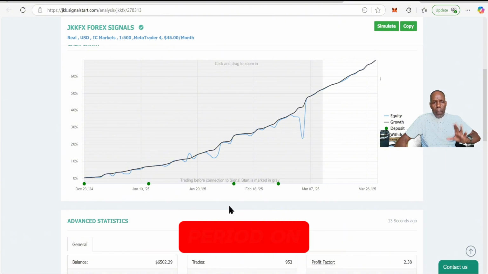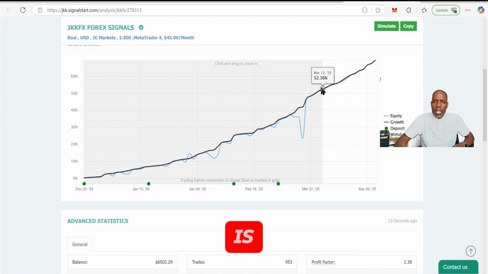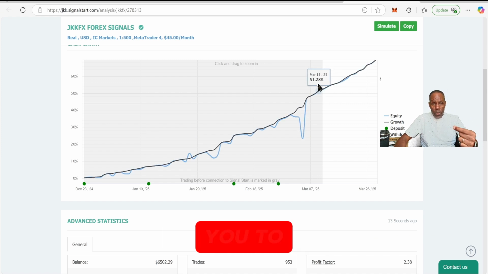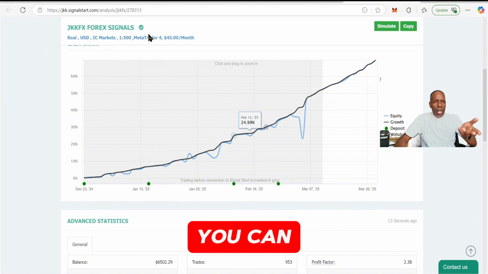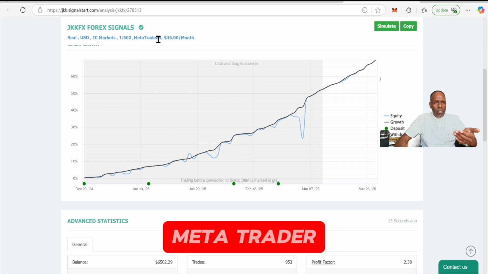And then on this, the gray area basically is the period on which I had not started providing signals. The time I started doing signal provision is the white area from here, which is March 12th, when it was possible for you to copy this. And again, you can see the statistics here. There is a real account, US dollar, IC Markets, 1 to 500, MetaTrader 4.